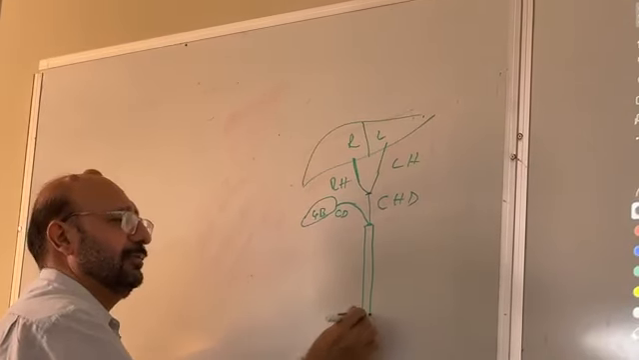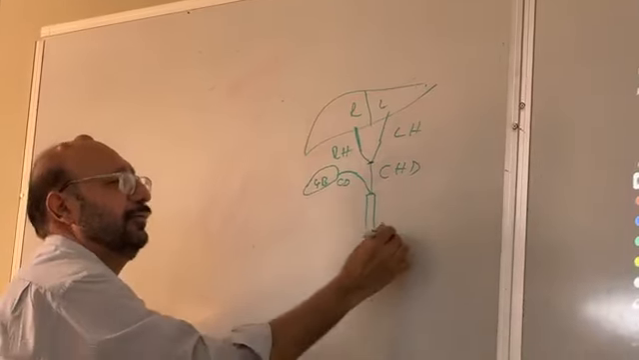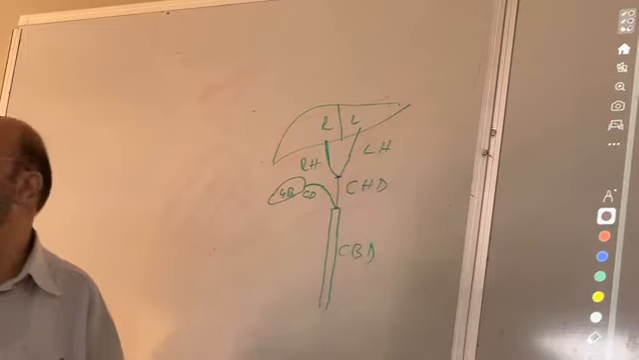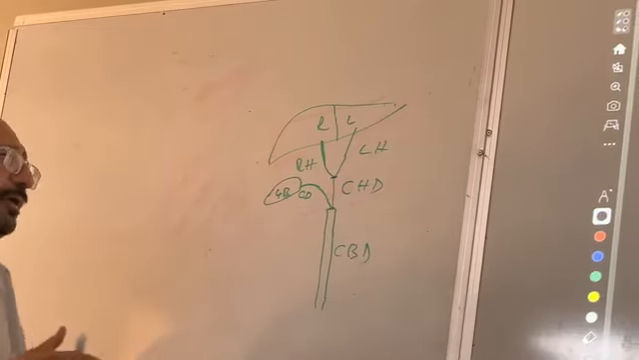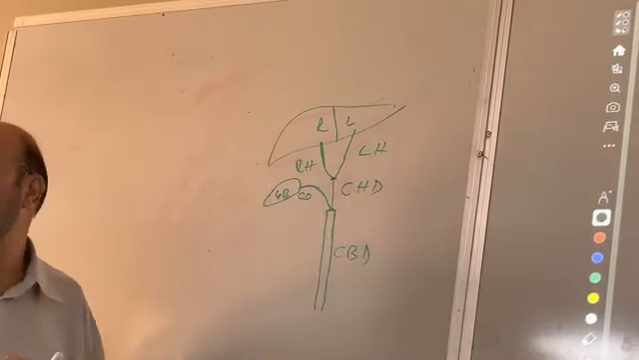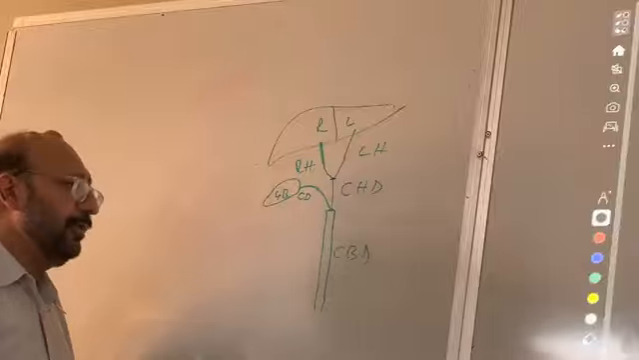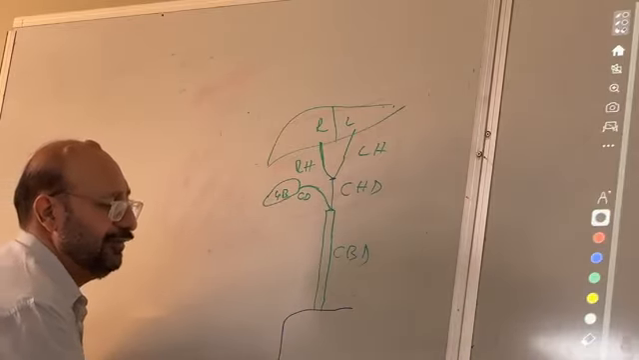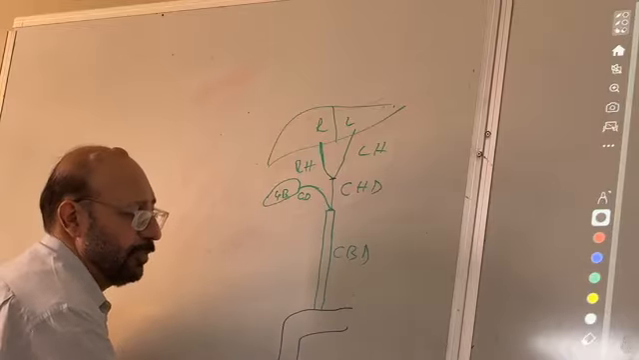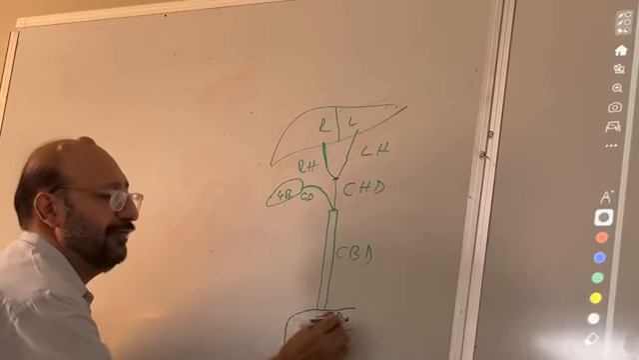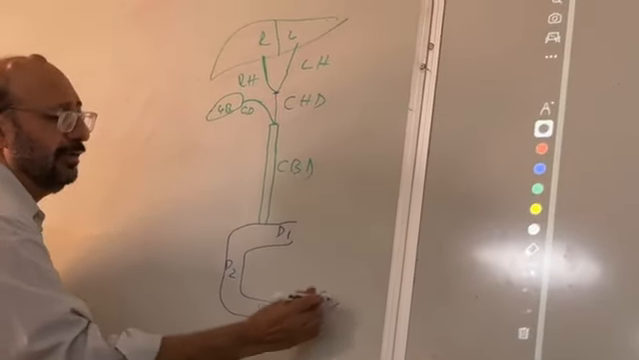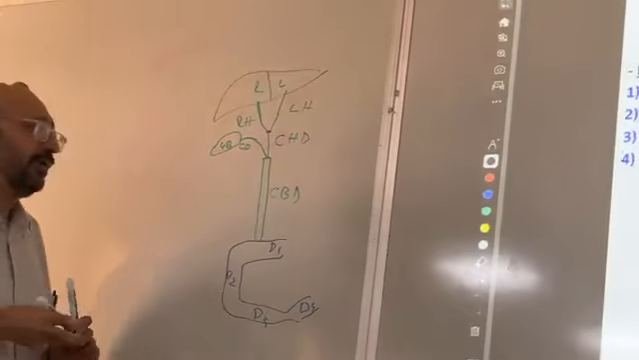Common bile duct, CBD. Some books and some clinicians say bile duct, no problem, but common bile duct is usually the anatomy name. Now you will find here the C-shaped duodenum. I told you it has four parts: D1, D2, D3 and the elevated part, D4.